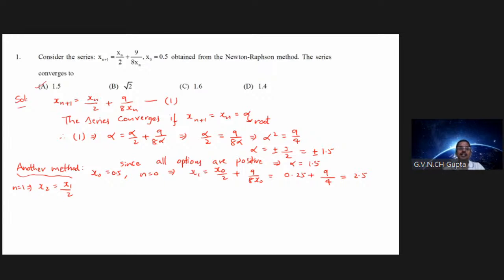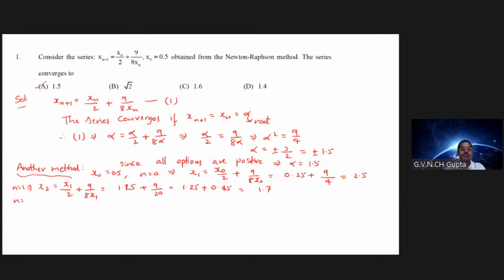In the above series, just putting n is equal to 0, 1, and so on, plus 9 by 8 times x1. So 2.5 by 2 is 1.25, plus 9 by 8 times x1, which is 0.45. So this is 1.7.